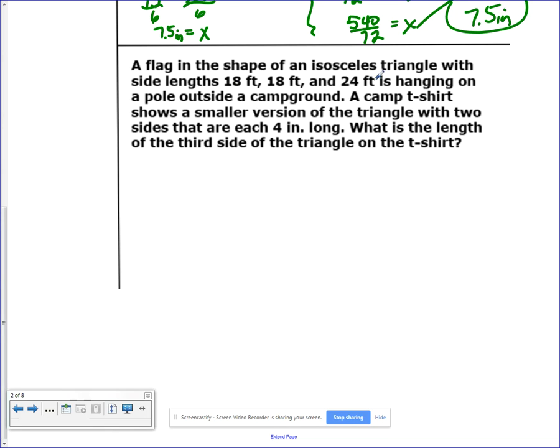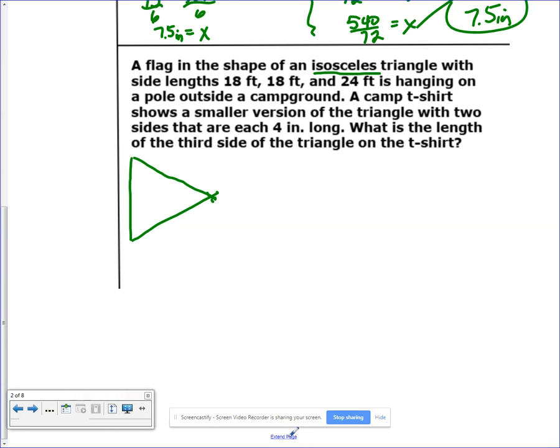A flag in the shape of an isosceles triangle. Do you remember what that means? Great word. An isosceles triangle is a triangle that has two of its sides equal. Phew, that almost looks equilateral.